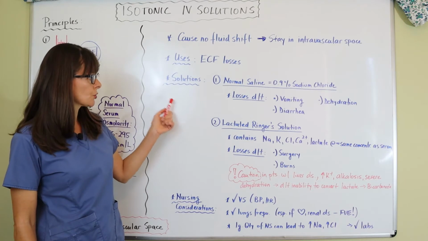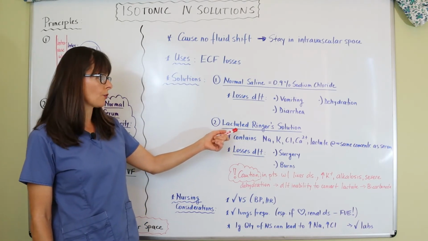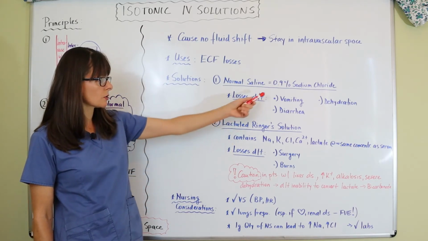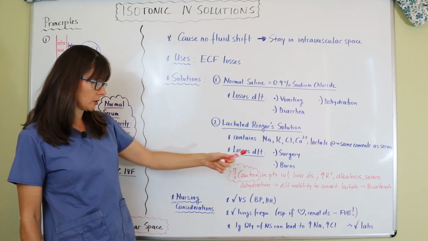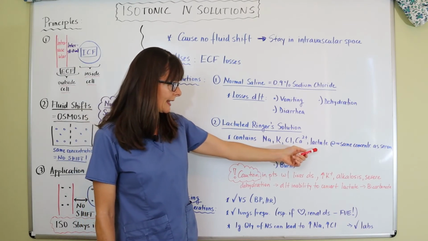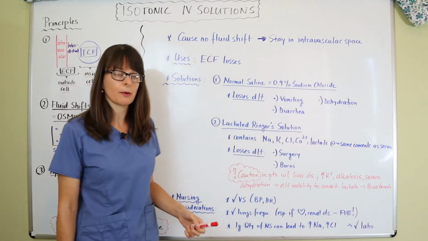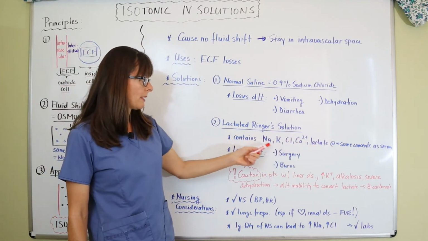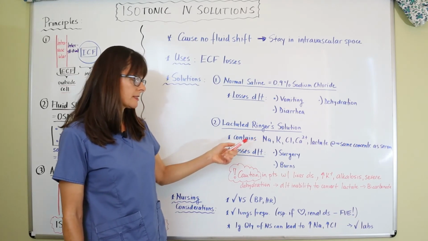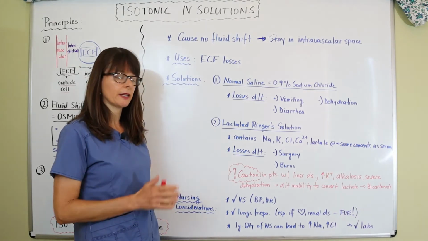The other solution that we use here is called lactated Ringer's solution, or LR, or Ringer's lactate like it's sometimes called. Not only does it contain sodium and chloride like normal saline, but it contains sodium, chloride, potassium, as well as calcium and lactate at approximately the same concentration as the serum. So these levels in the serum and in the bag are the same. Again, we don't cause a fluid shift, so it just stays isotonically in that intravascular space.